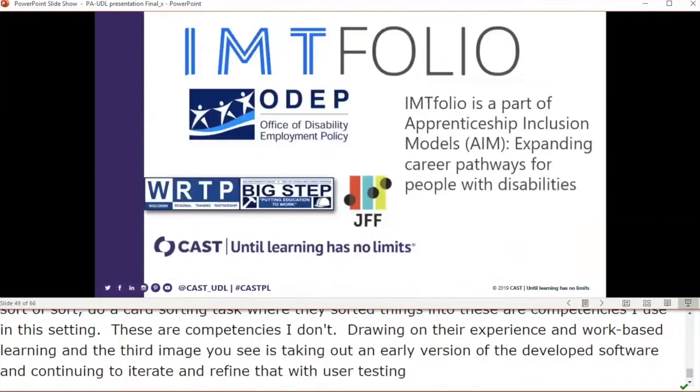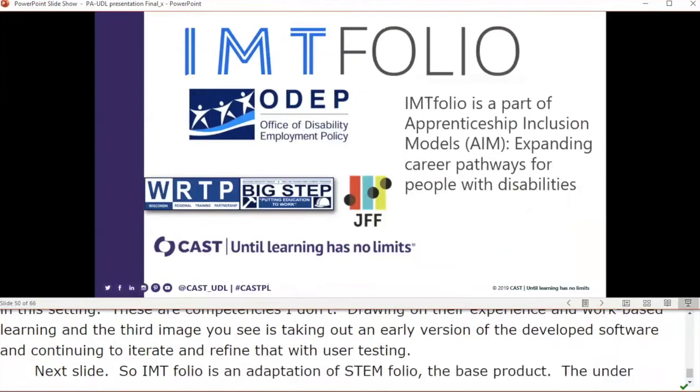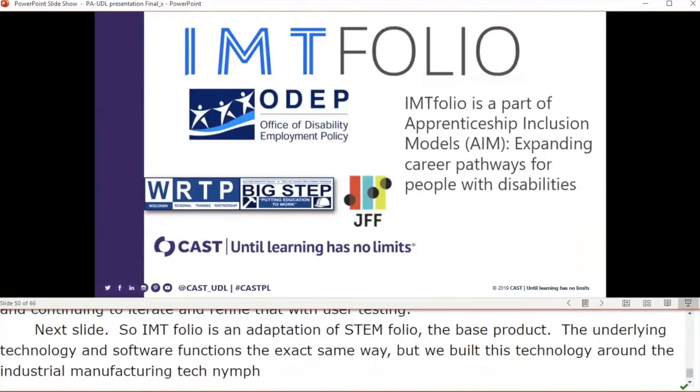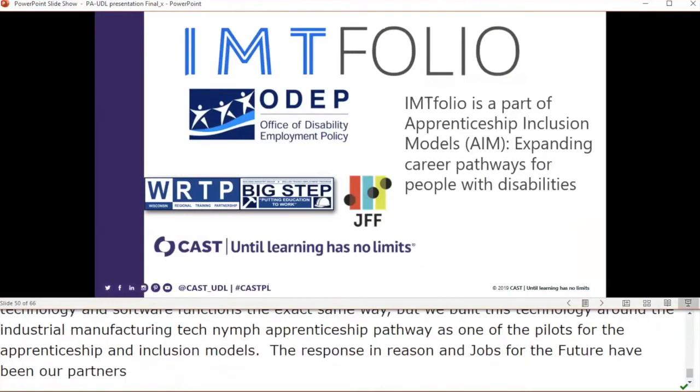Next slide. So IMT Folio is an adaptation of STEMfolio, the base product. The underlying technology and software functions the exact same way, but we built this technology around the industrial manufacturing technician apprenticeship pathway as one of the pilots for the apprenticeship inclusion models. The Wisconsin Regional Training Partnership and Jobs for the Future were our partners that have been working on this registered apprenticeship for a number of years, making it inclusive.